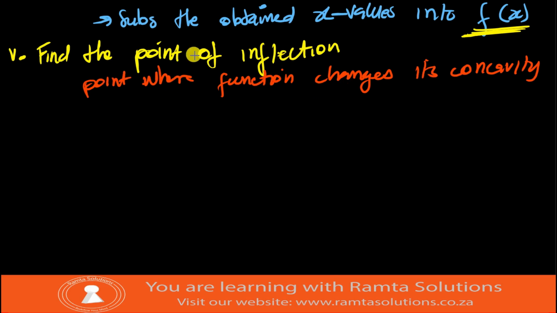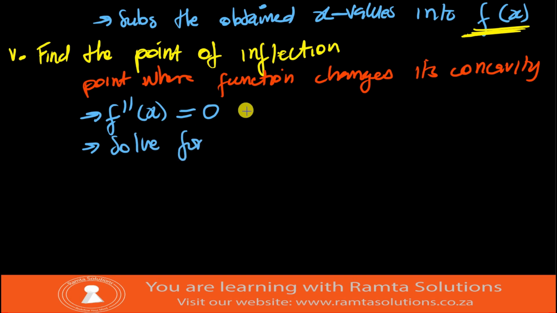So to find the point of inflection, a tip is this. First thing first, find the second derivative of your f of x, meaning of your original expression. Your second derivative is the derivative of the first derivative. Then equate your second derivative to 0. Second step under this, solve for x.